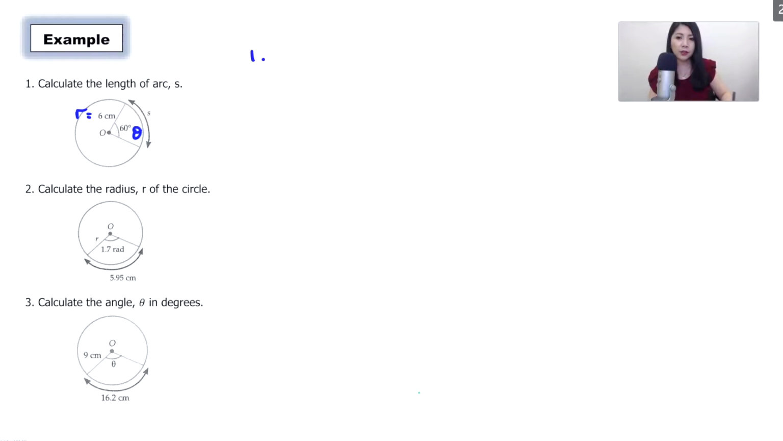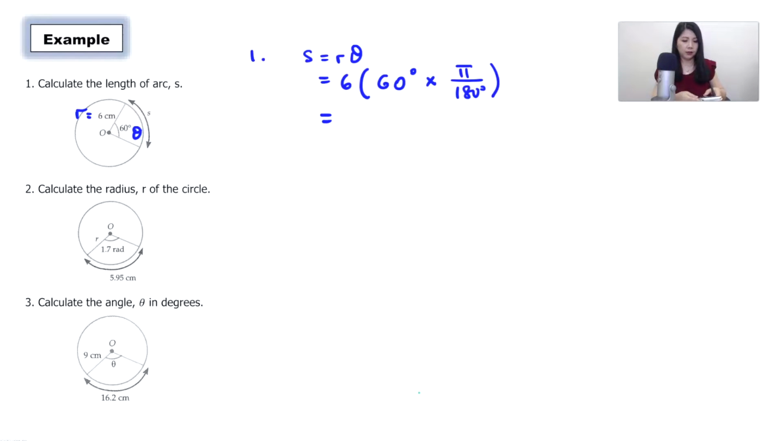So first question, S equals r theta. The first step is to write down the formula and then we substitute the values in, okay? So r is equal to 6 and theta is 60. When we want to convert from degrees to radians, we have to multiply by pi over 180. Let's calculate this with the calculator. 60 times 3.142 divided by 180 and then times 6. So our answer is 6.284 cm. That's the answer for number 1.